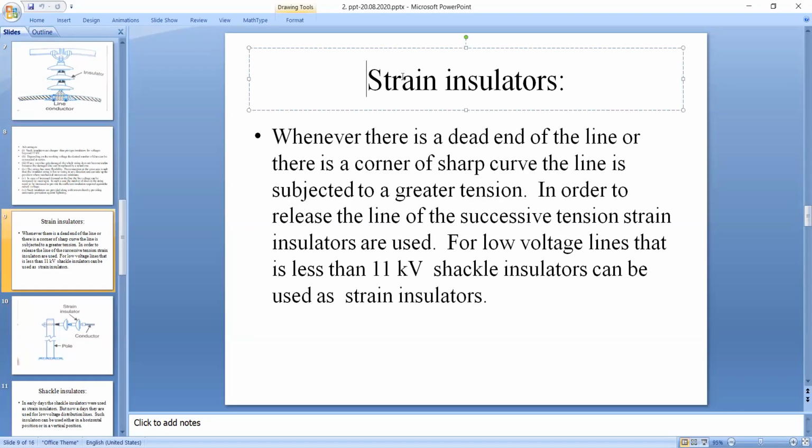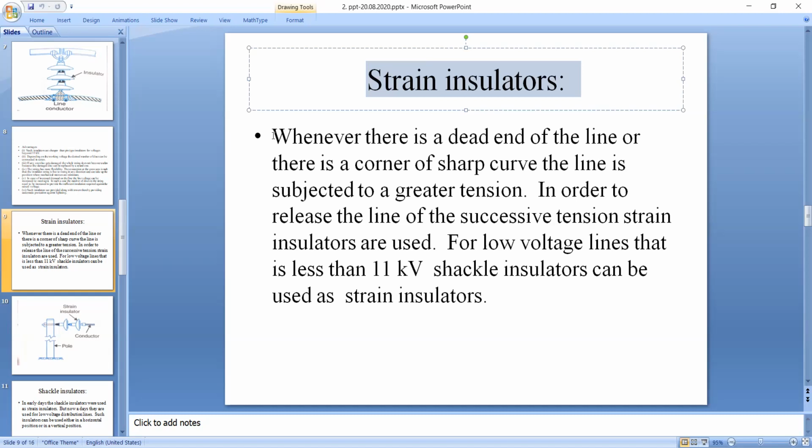Then you have strain insulators. Strain insulators, well, whenever there is some kind of tension or pressure developed in the line, then sometimes it becomes important to relieve that tension or pressure of the line. So in that case, we use strain insulators. So whenever there is a dead end of the line or there is a corner or sharp curve of the line, it is subjected to a greater tension. In order to release the line of this excessive tension, strain insulators can be used.